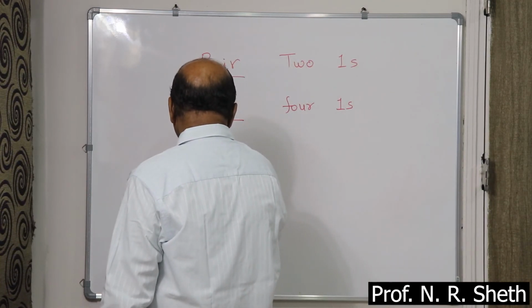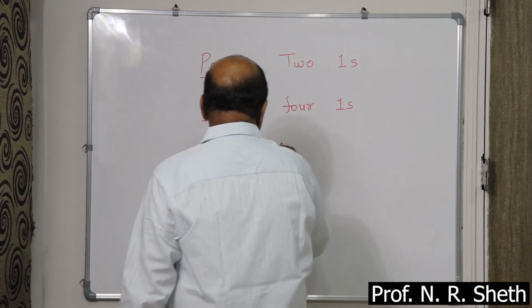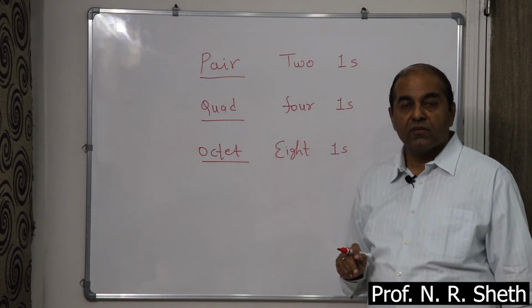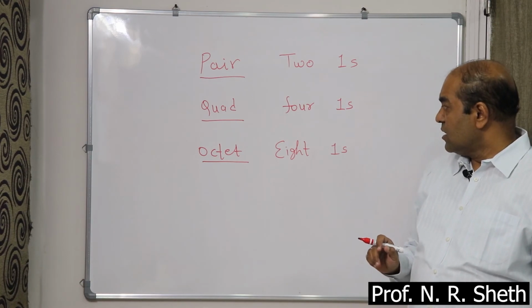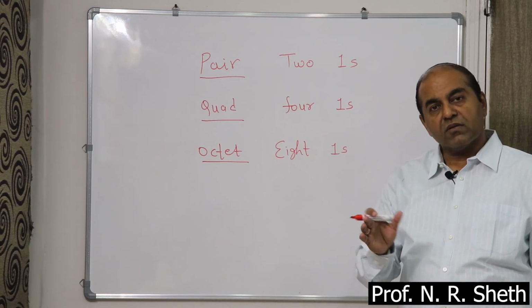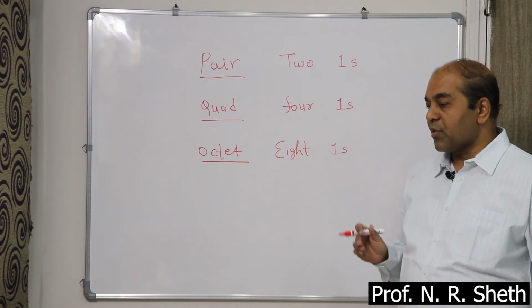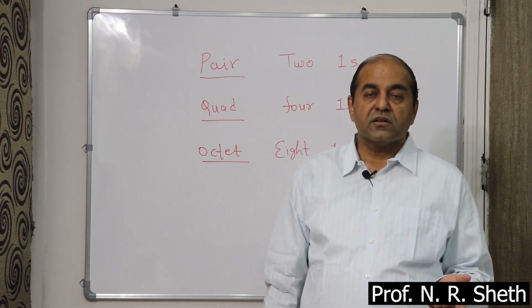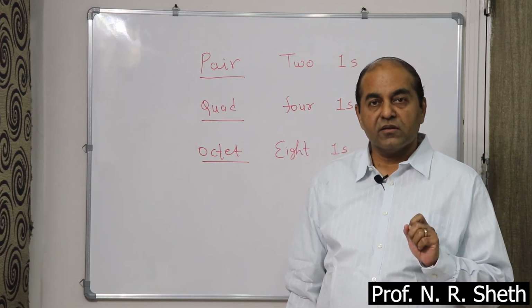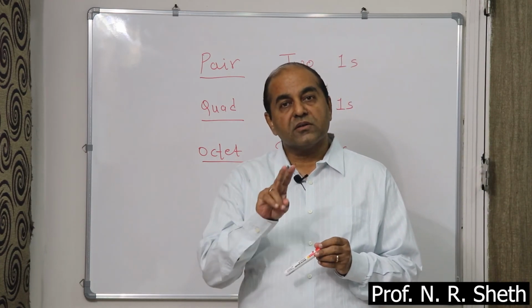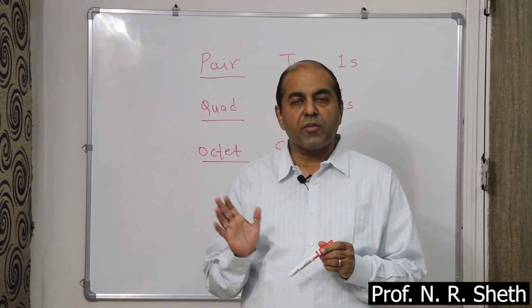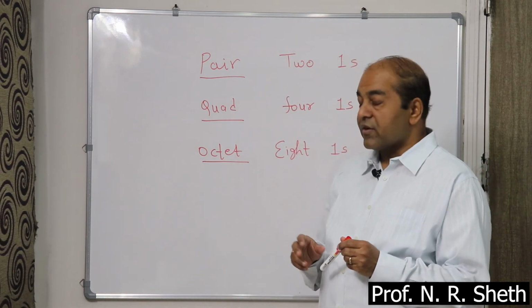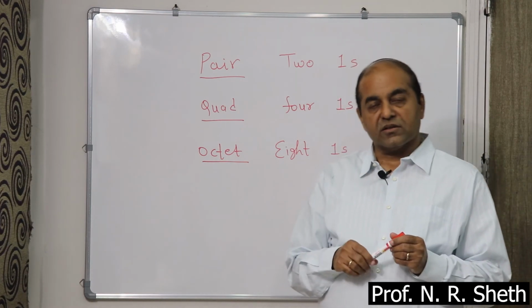And third, octet. It is a group of 8 ones. Again, horizontally or vertically. Okay. So, these three properties we have discussed in today's lecture. In the last lecture, the basic properties of K-map we have studied. Carefully prepare these two topics. K-map is a very important topic as far as TY Physics SEM 5 is concerned. So, carefully prepare last two lectures.